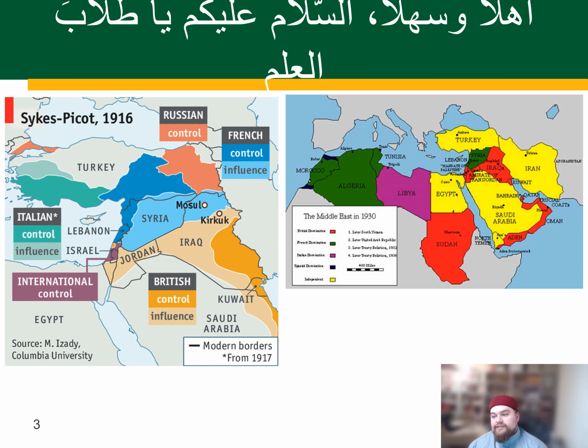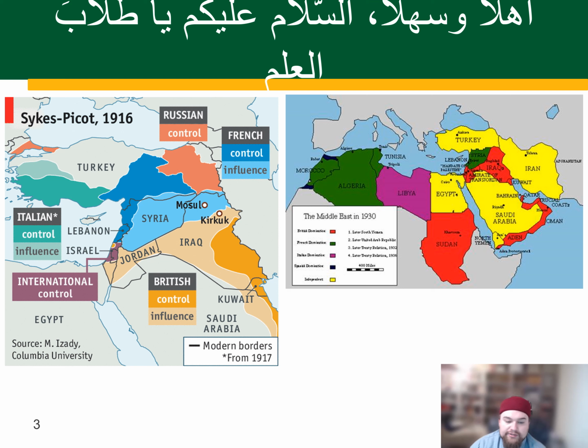And so we're going to be talking, like I said, about colonialism. And so this is a map of the Sykes-Picot agreement. Picot is a French name, so it's not pronounced the way a lot of people say it. And it just kind of shows you how colonial forces tried to divvy up the Middle East amongst themselves.